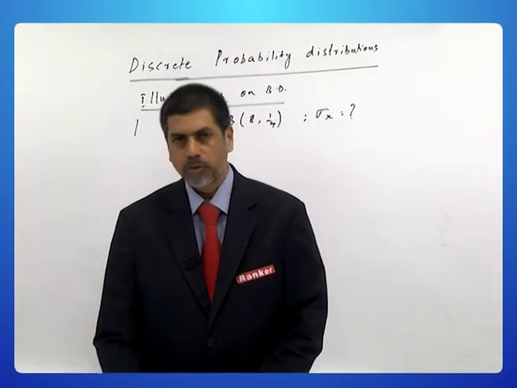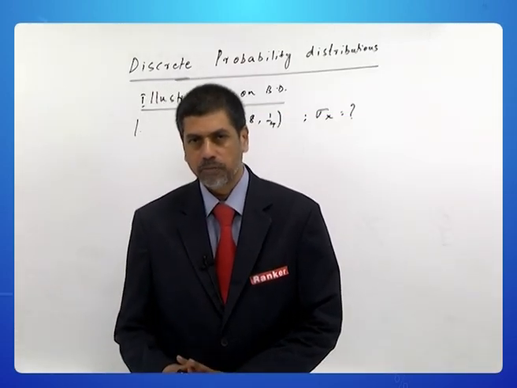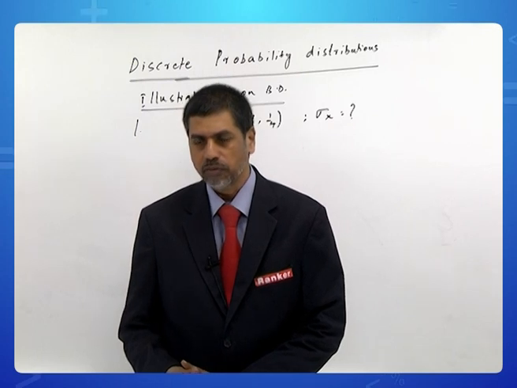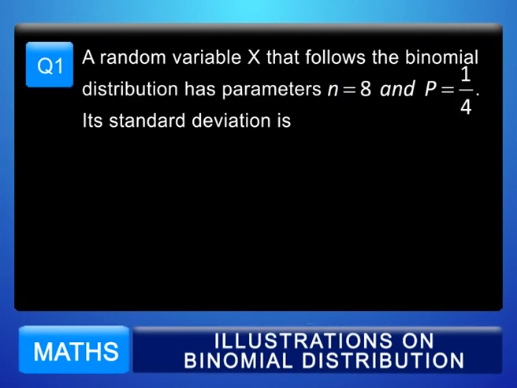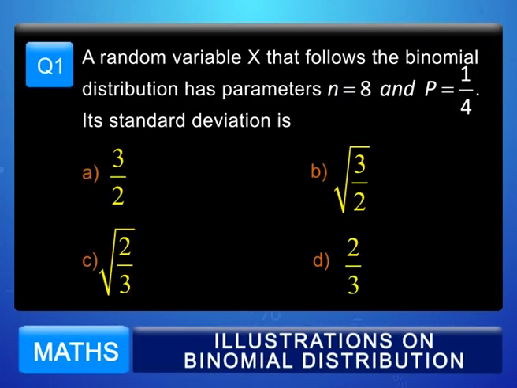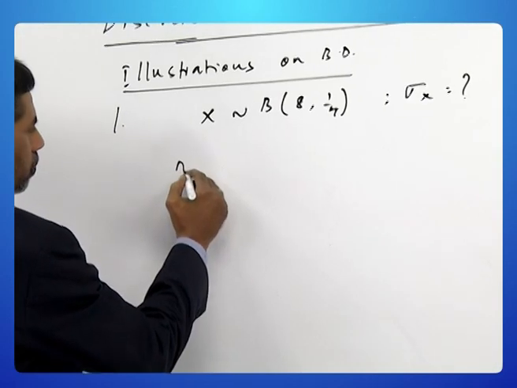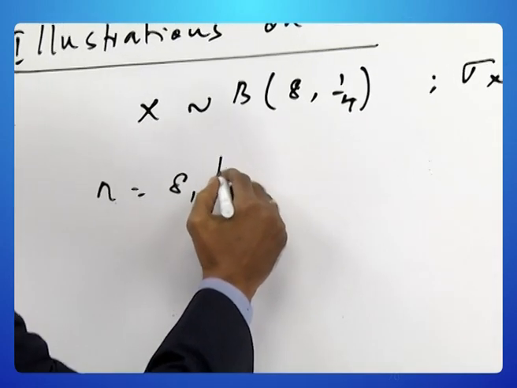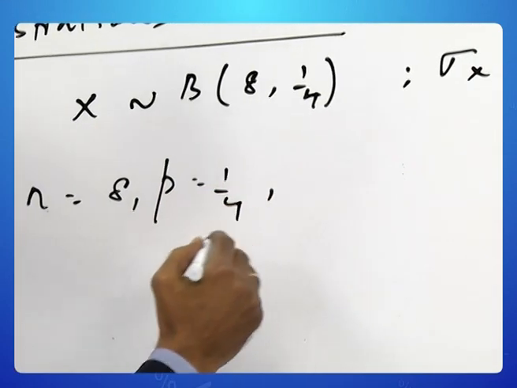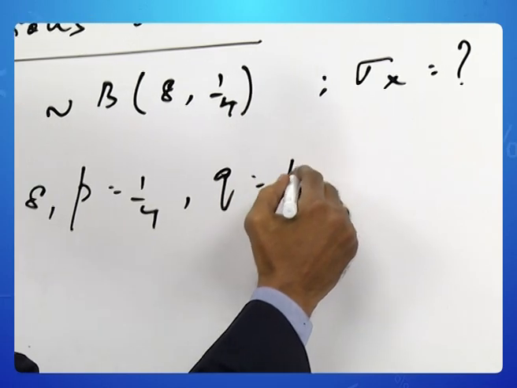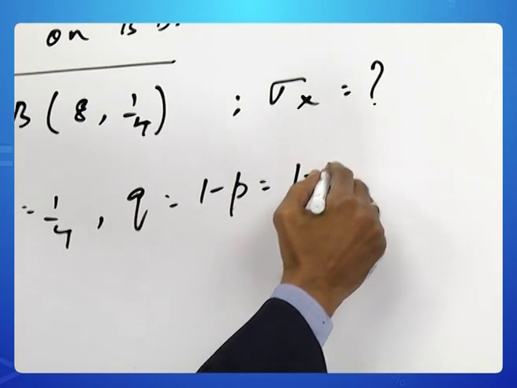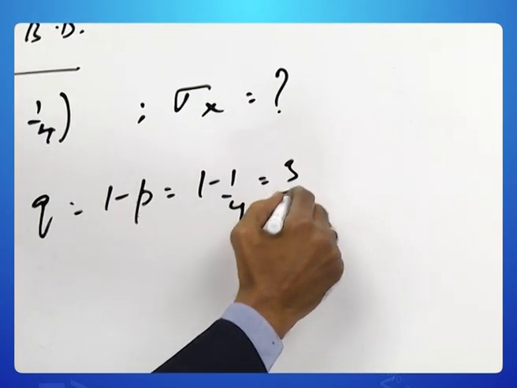Let's look into some illustrations on the binomial distribution. Question number 1. If x is a binomially distributed random variable with parameters n is equal to 8 and p is equal to 1 by 4, what is its standard deviation? So, with n is equal to 8, p is equal to 1 by 4, q will be 1 minus p, which is 3 by 4.